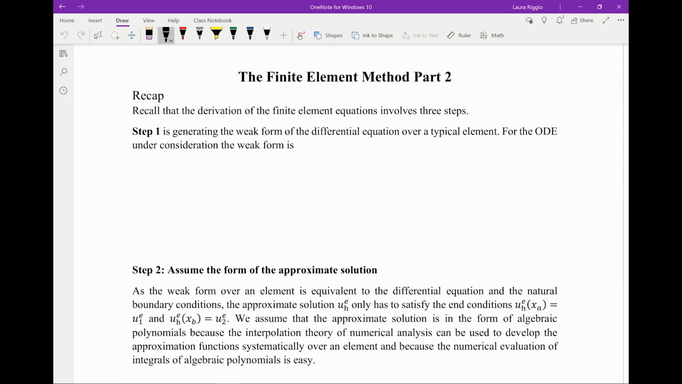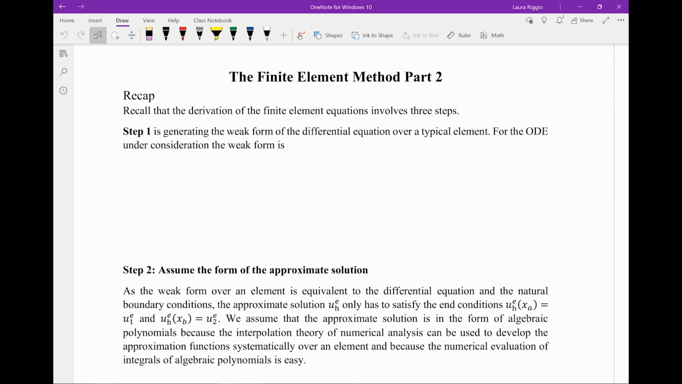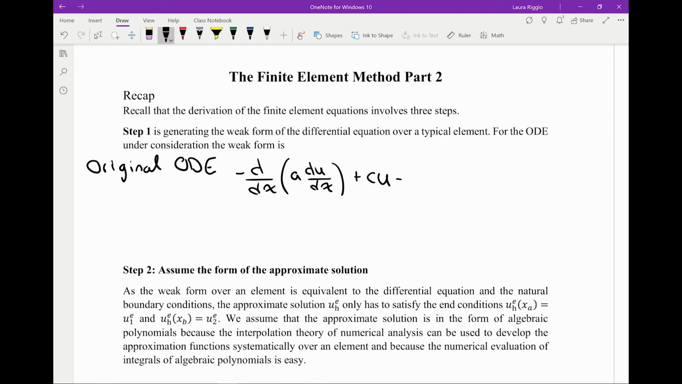All right, if we recall from our derivation of the finite element equations, it involves 3 steps. Step 1 is generating the weak form of a differential over a typical element for the ODE, which we are considering. So our original ODE was minus d dx of a du dx plus cu minus f equals 0.